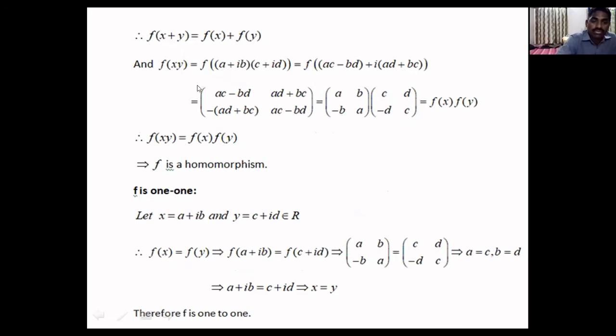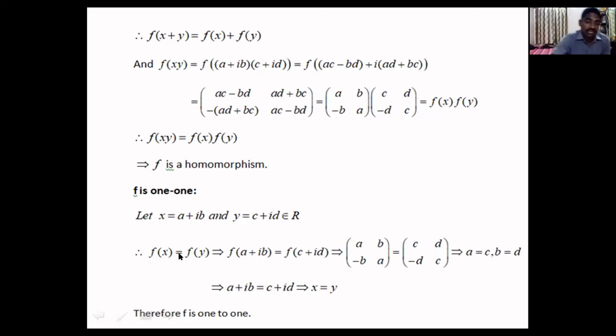And f(xy), where x = a + ib and y = c + id, is f((a + ib)(c + id)). After multiplication and simplification we get (ac - bd) + i(ad + bc). Again using the definition, we get the matrix [[ac - bd, ad + bc], [-(ad + bc), ac - bd]]. And again it can be written as the product of [[a, b], [-b, a]] and [[c, d], [-d, c]], that is equal to f(x) · f(y). Therefore, f(xy) = f(x) · f(y), which implies f is a homomorphism.